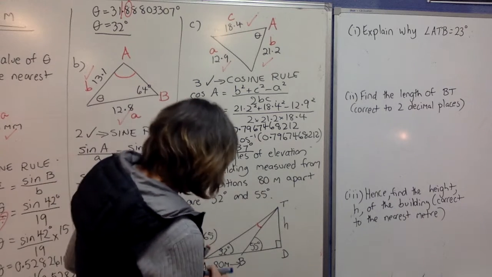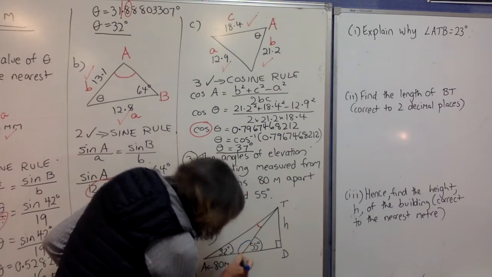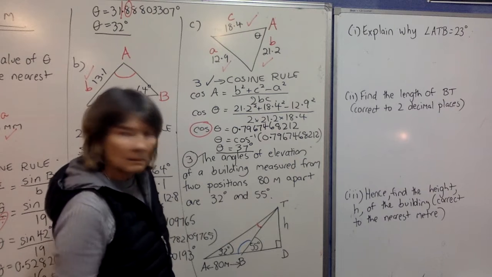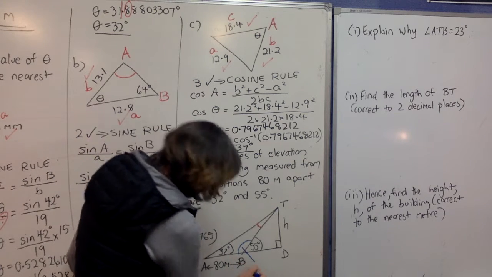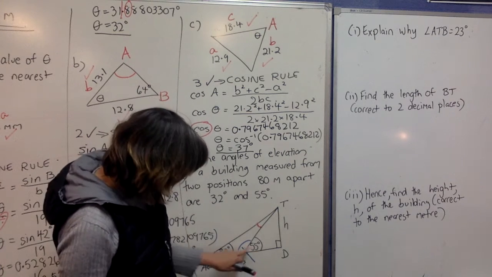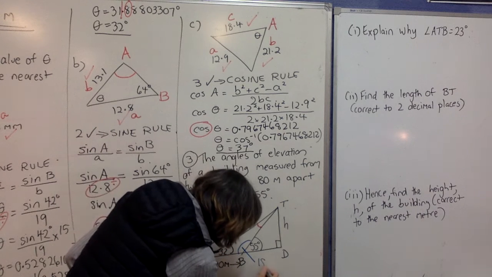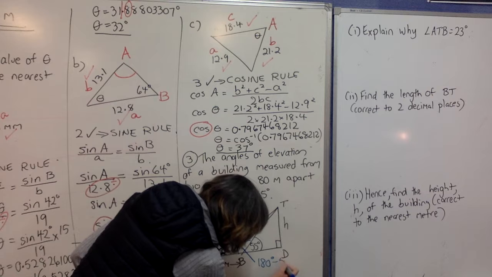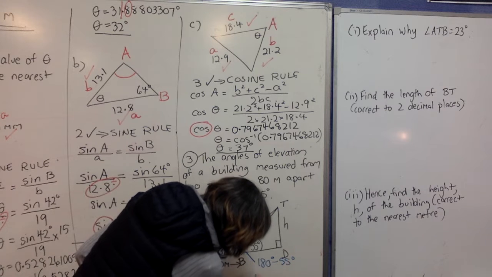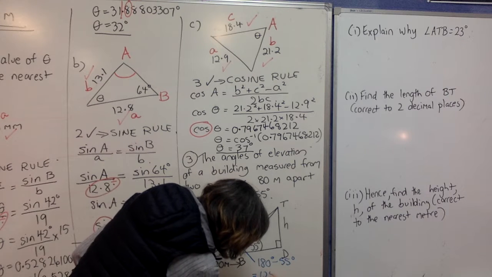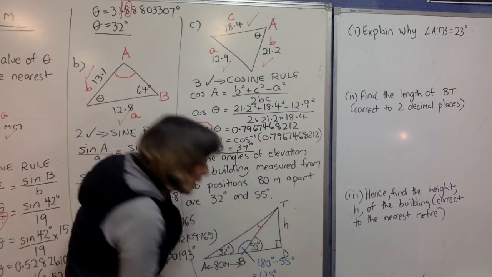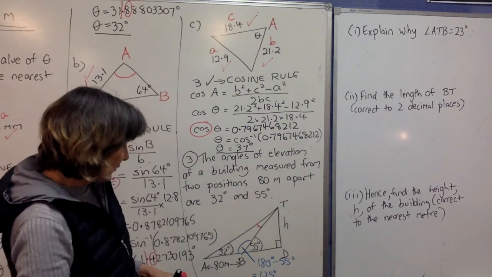All right, so have a look here. What's that angle there going to be? How do we get that? See how those two are on a straight line? So they have to add up to 180. So it's 180 minus 55, which equals 125 degrees. So we know that that angle is 125 degrees.